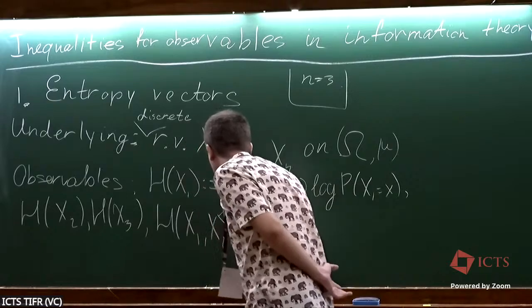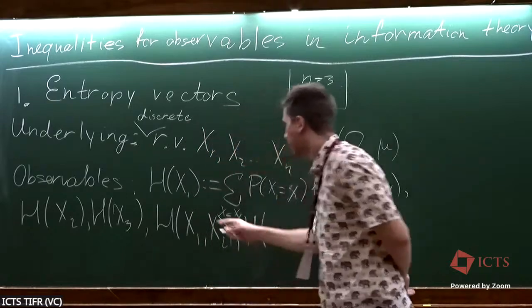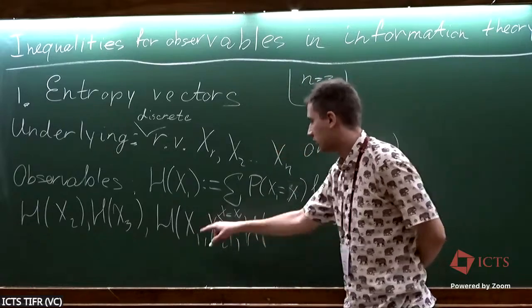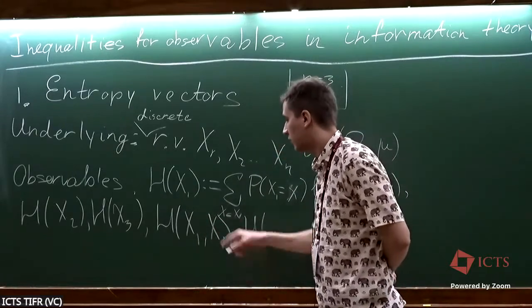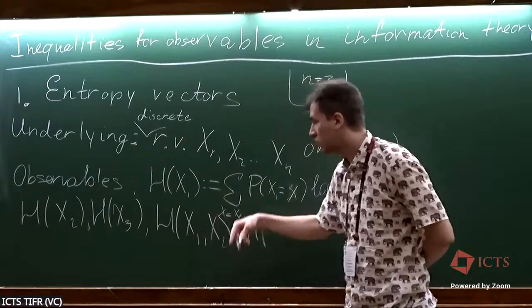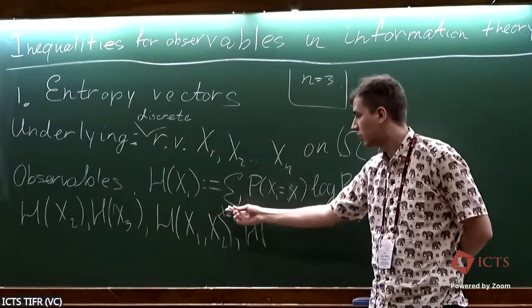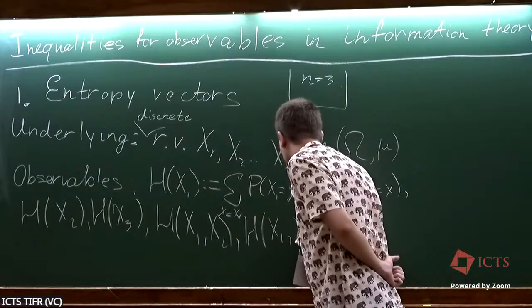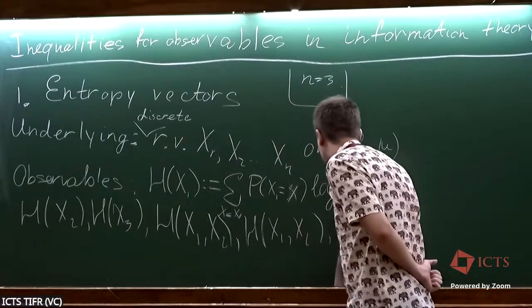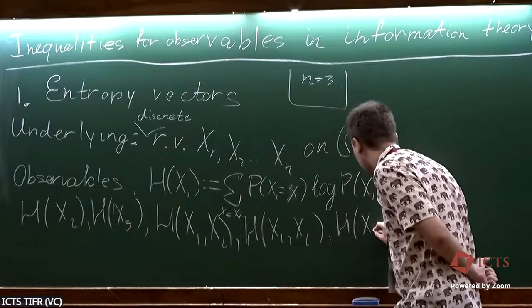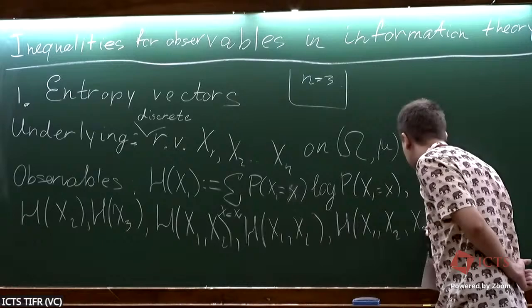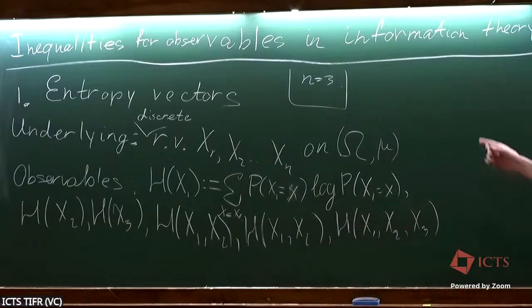Which means that we can treat a pair of variables also as a random variable, and it can take different values, and we sum over both values as this variable state. And we also have this entropy of all 3 of them taken together. So we have 7 observables.